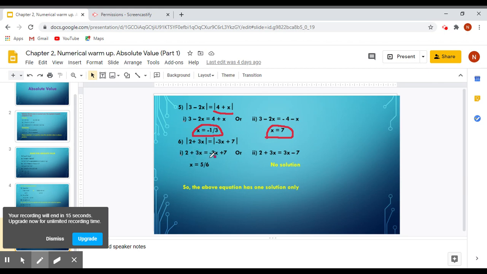Here, again, I do the same thing, but if I solve the second one, I don't have a solution for this equation. So I have only one solution, which is 5 over 6.